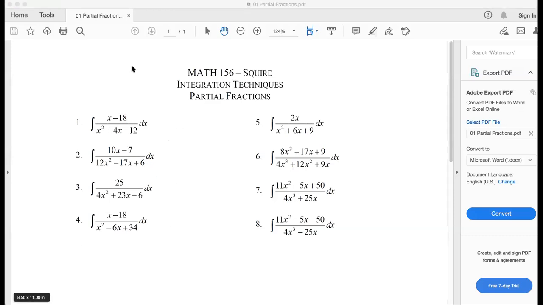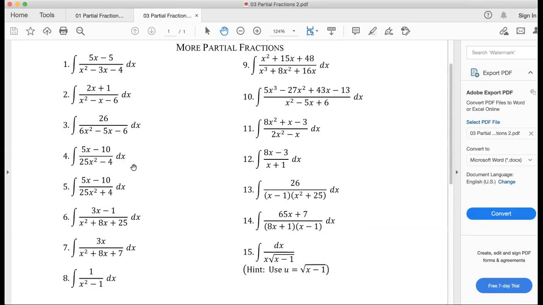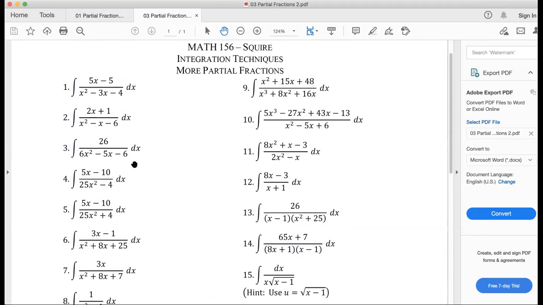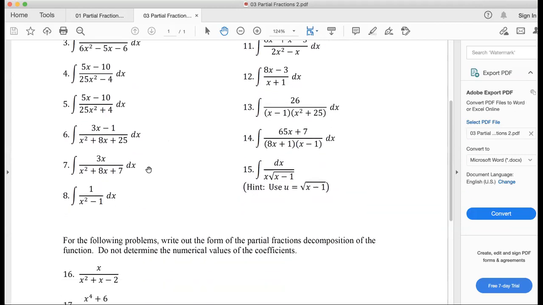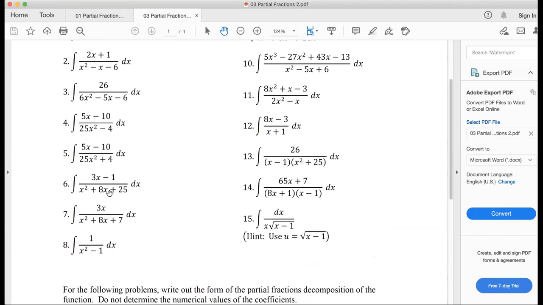The second sheet is coming up now. It has a lot more practice with partial fractions. And depending on how much practice you feel like you need, you now have 15 more problems. And then these we'll talk about tomorrow. You should do those, but you should do as many of these as you feel like you need to be comfortable for the exam. Does that make sense?